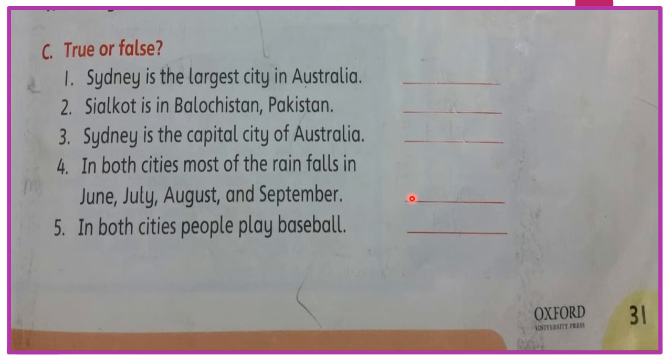Moving on to number 4. In both cities, most of the rain falls in June, July, August and September, which is false again. Therefore, you are requested to write down false against this statement 4 in the space provided here. Last one is number 5. In both cities, people play baseball, which is false again as we know that the people in both cities, Sialkot and Sydney, like to watch and play cricket. So write down false against this statement here in the space provided.